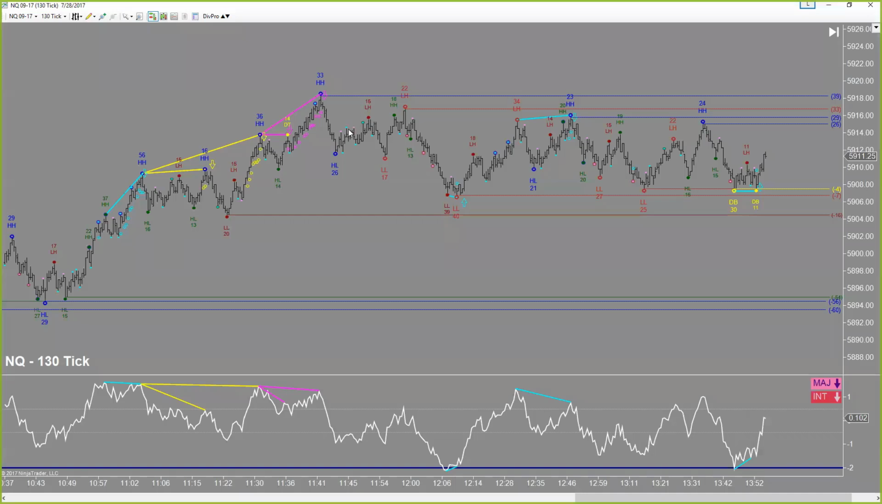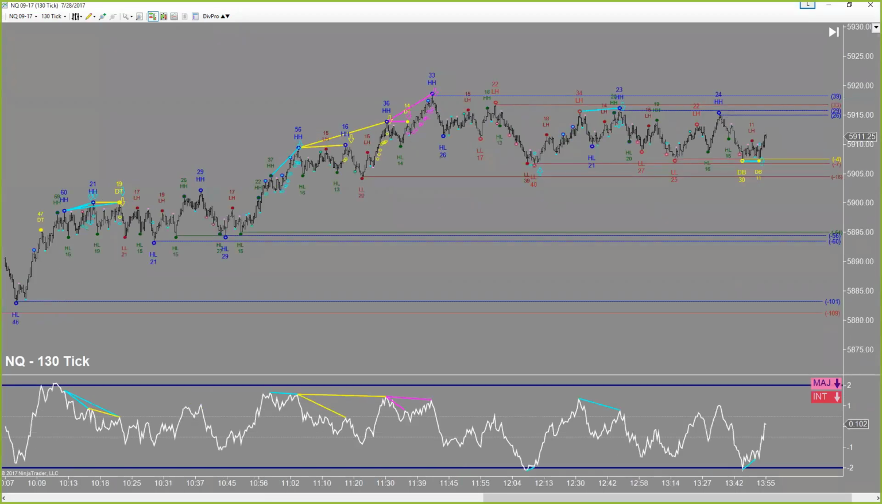Of course, if we don't want to use these little minor swing highs and lows, then we eliminate them. We just use intermediate and major. If we don't want to use the intermediate swing highs and lows, then we just set it to major. So you have full control over the exact look of divergence that you want.